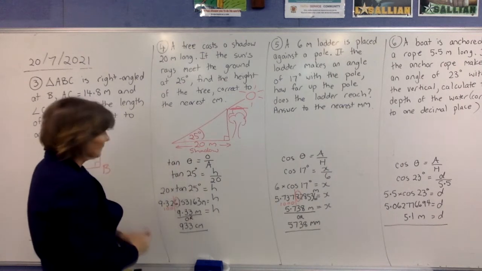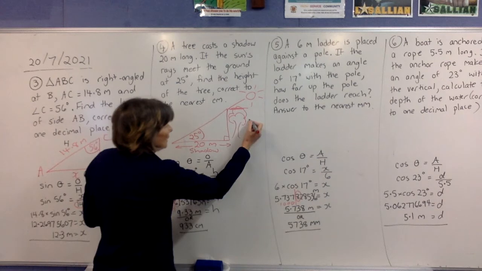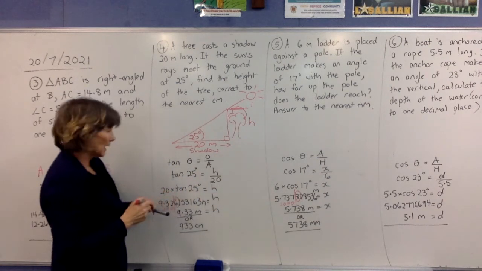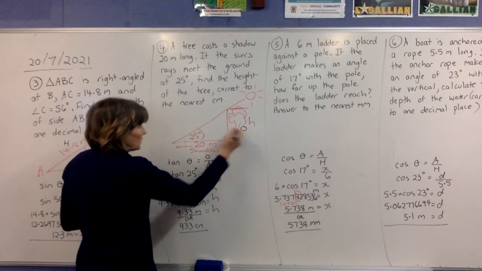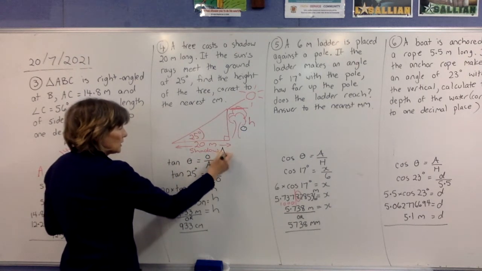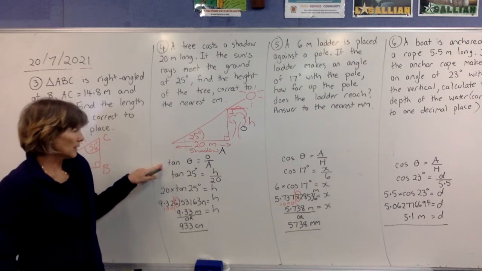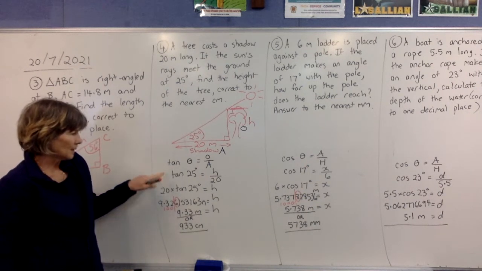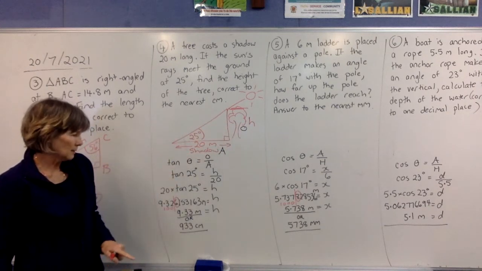Okay, now we're going to label our sides. We're trying to find the height of the tree here, so we might call it H for height. So we've got the opposite side to our angle, we've got the adjacent side to our angle, and we're going to be using tan. So tan theta equals O over A, tan 25 degrees equals H over 20.